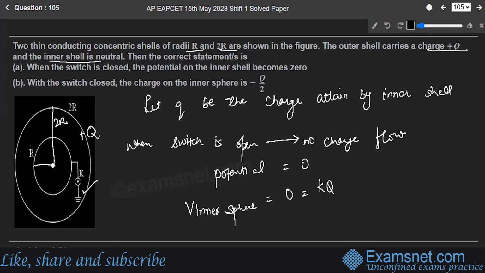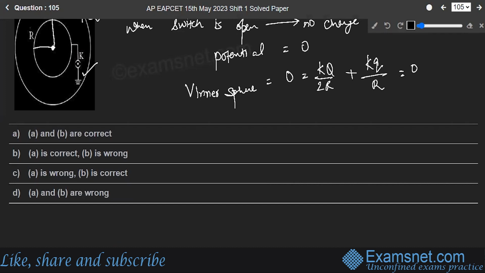That is equal to K into Q upon 2R plus K into small q upon R. That means this is equal to 0. We have to find the value of q. So you have K q upon R is equal to minus K Q upon 2R. K will cancel, R will cancel. You have q as minus Q upon 2.